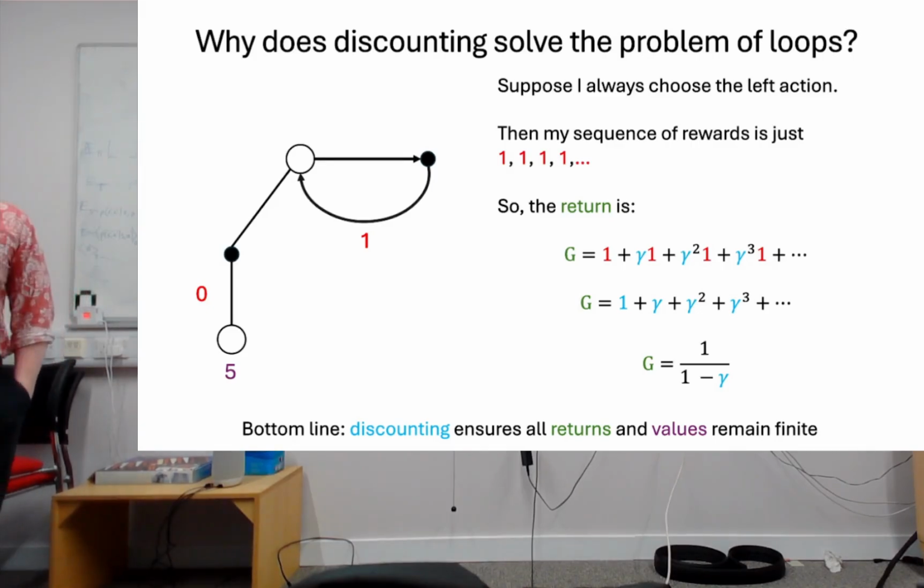So the actual amount of reward that it will get is infinite. It will just keep going down the loop, but the value will be finite. And this is useful because we want to compute values. And if we start getting infinite values, it's going to make things tricky later down the line.